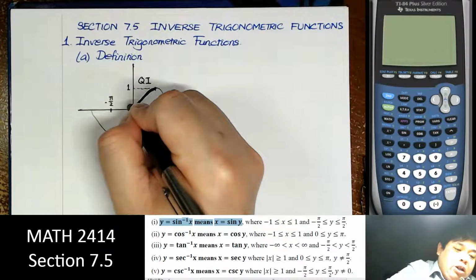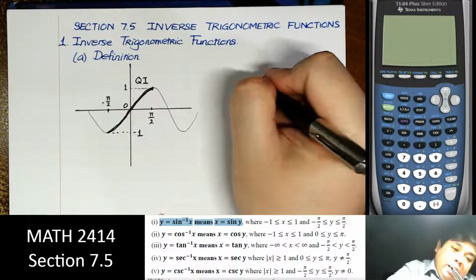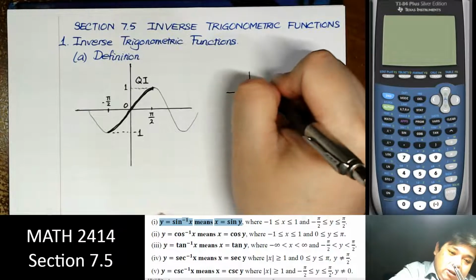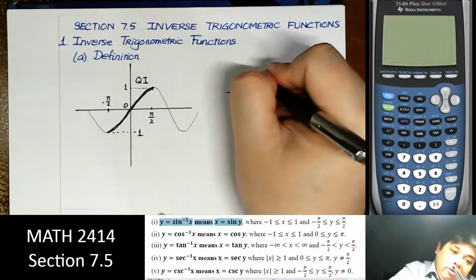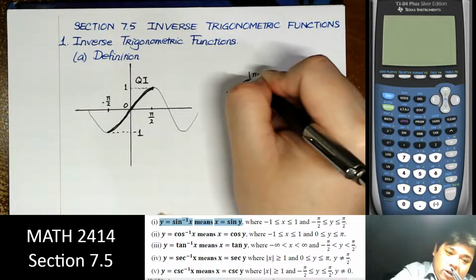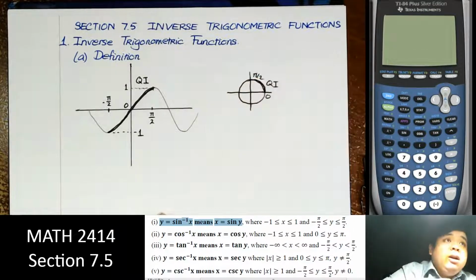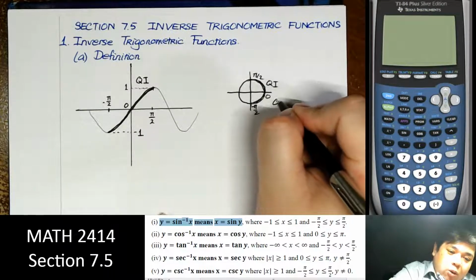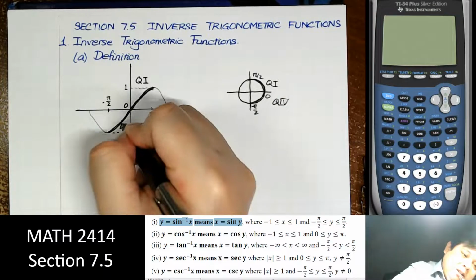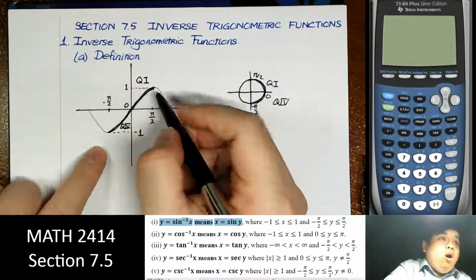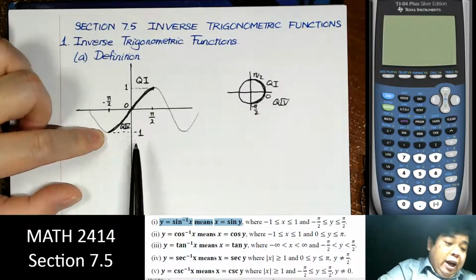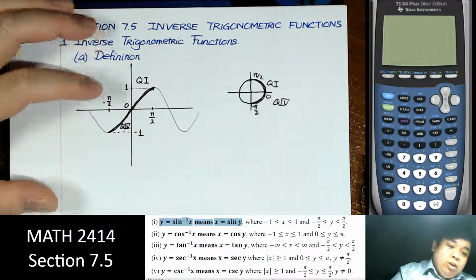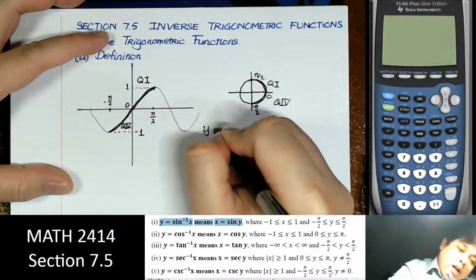So from -pi/2 to 0 and then pi/2. Now on the unit circle, 0 to pi/2, that is the first quadrant, and -pi/2 to 0, that is the fourth quadrant. So this part of the function is one-to-one, with y values from -1 to 1, and x values from -pi/2 to pi/2.